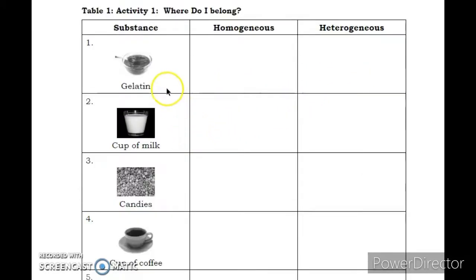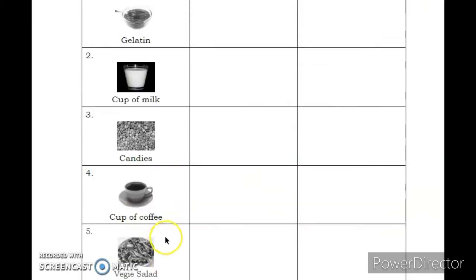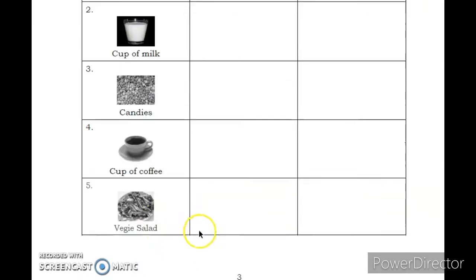So number 1, the substance is gelatin. Number 2 is cup of milk. Number 3 are candies. Number 4, cup of coffee. And then number 5, veggie salad.